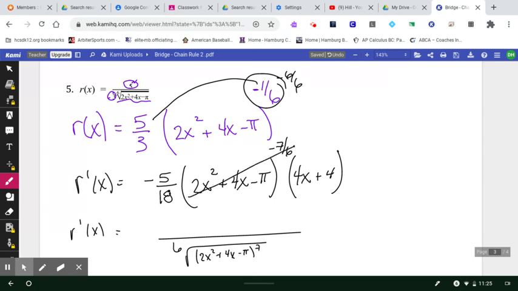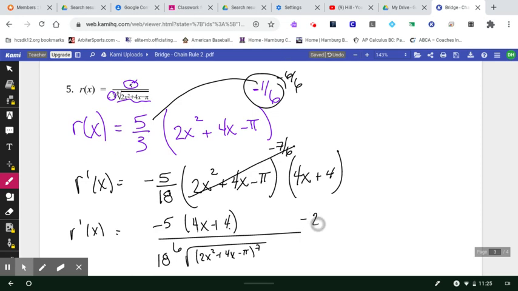So I took care of that. I'm going to keep the negative 5 on top, the 18 on the bottom, and I'm going to leave that 4x plus 4 on top. Now, I could factor something out and clean this up a little bit or distribute this through because I see these 4's are both even, so I know something will clean up.